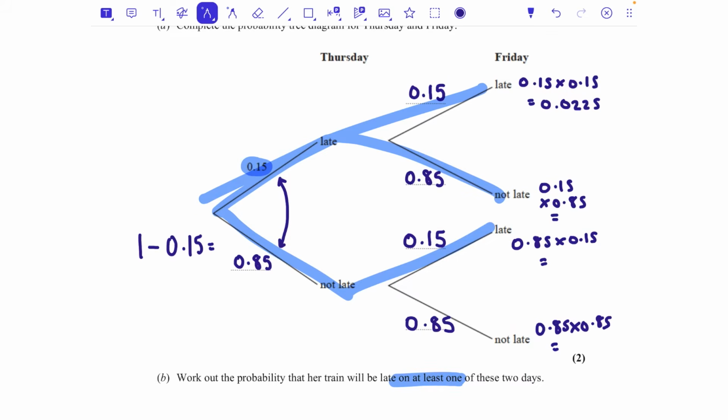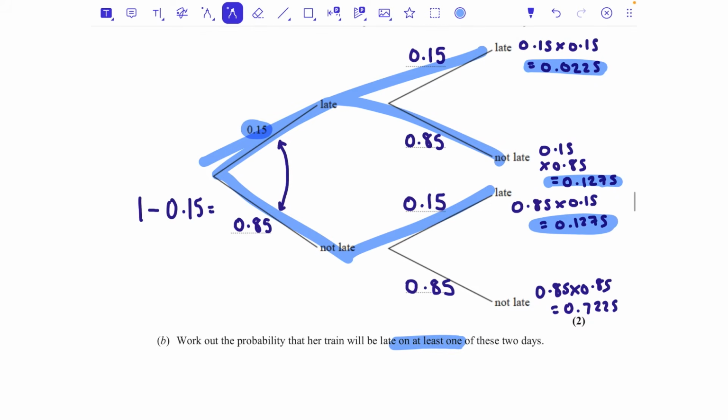0.15 times 0.85 for that second probability, that's going to be 0.1275. And then 0.85 times 0.15, that's the same question, so 0.1275. And then for the bottom one, we don't need to do it, but I'm just going to do it so I can show you a different way we could have done this, is 0.7225. Okay, so then we want the probability of her being late on at least one of these days, and that's going to be this answer, add this answer, add this answer. So we times along the branches and add the ones we want.